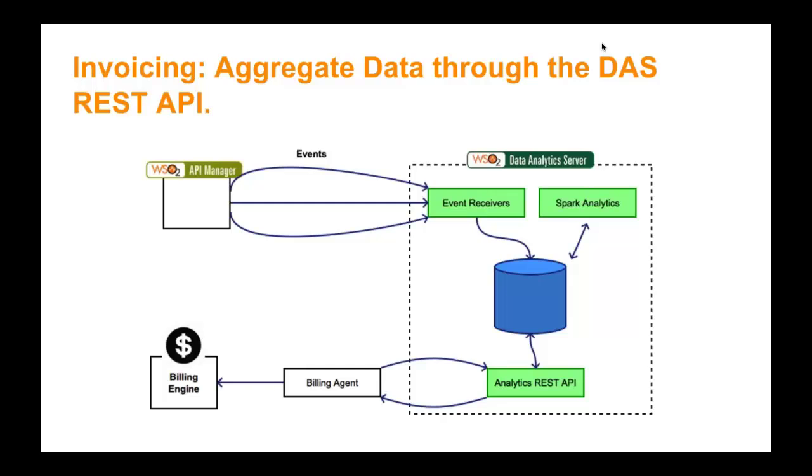In this case, we generate the summary data based on our summary data plan. We take this summary data from the Dash REST API and then feed it back to the billing engine. For that, we need a middle component, a middle agent called the billing agent, which retrieves data from the Dash REST API and then feeds it back to the billing engine.